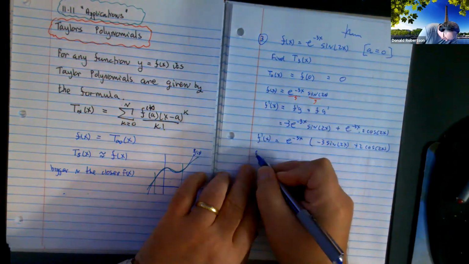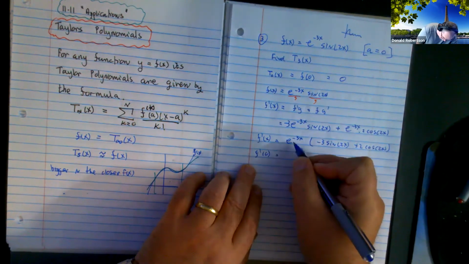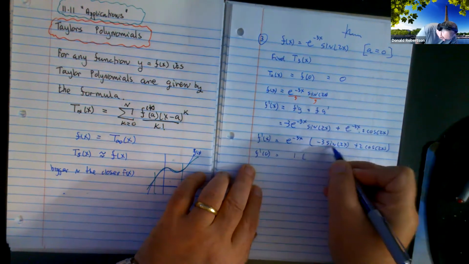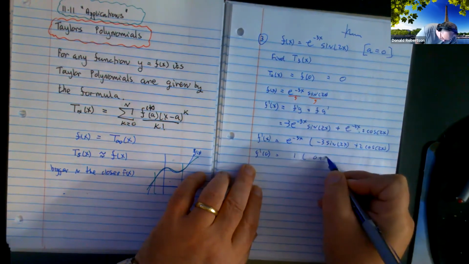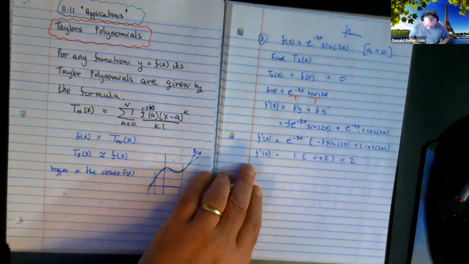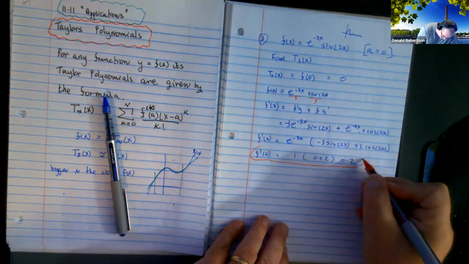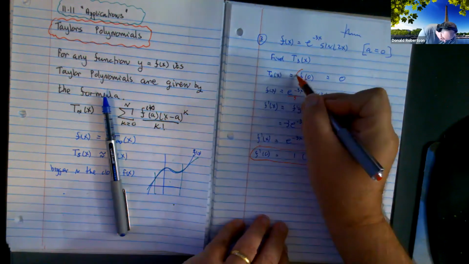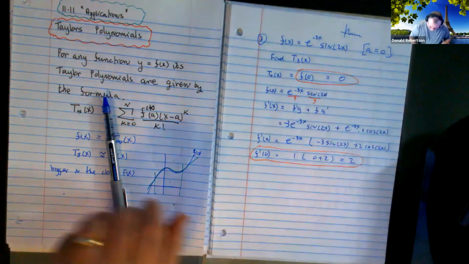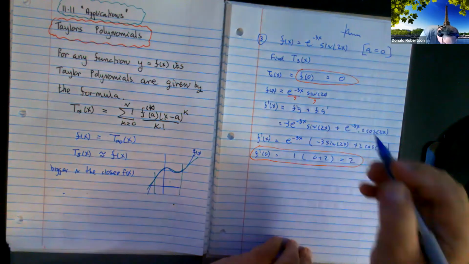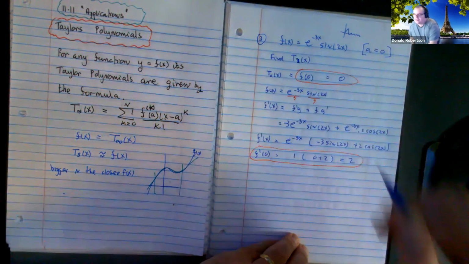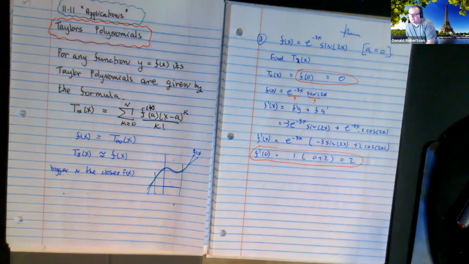And so f dashed of 0 is basically 1, nothing, and 2. So all that hard work was just to find out that that guy was 2. Okay, I'm going to cheat here. Can I pretend they wanted T2 of x? Right, just saves us one more.